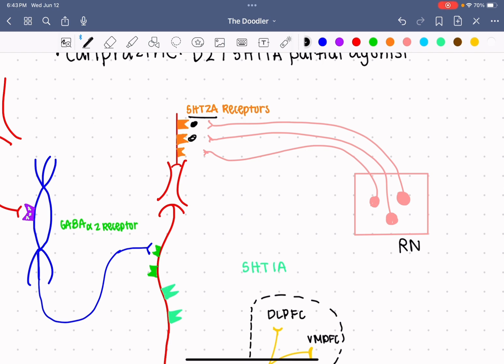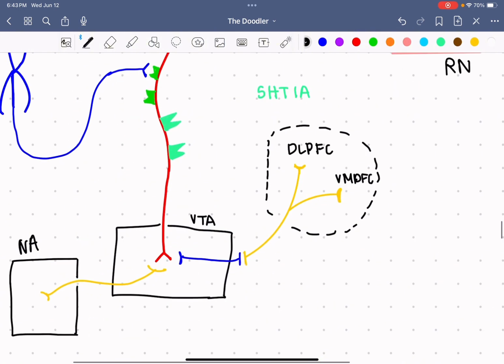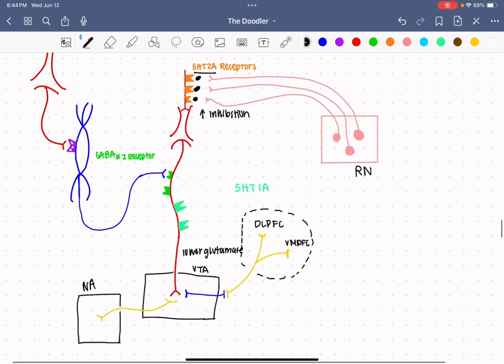So blocking it with an antagonist will actually increase inhibition, and then this will lower the levels of glutamate. So you have lower glutamate, and this is beneficial because lower glutamate means lower GABA, so it's not going to stimulate as much. And in the mesocortical pathway, that means higher dopamine, and this helps to alleviate a lot of the secondary side effects, and also negative symptoms and cognitive symptoms and affective symptoms that arise from the mesocortical pathway.